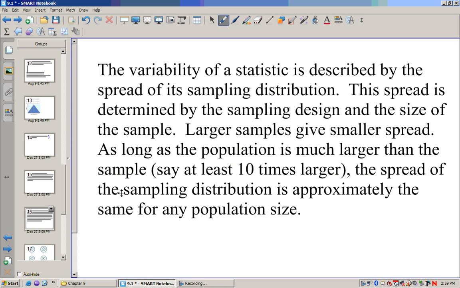The variability of the statistic is described by the spread of the sampling distribution. The spread is determined by the sampling design and the size of the samples. Larger samples give smaller spread. As long as the population is larger than the sample, say at least 10 times larger, the spread of the sampling distribution is approximately the same for any population size.